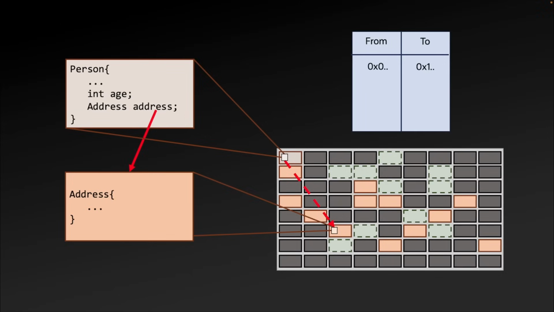Like here, where the region containing the address will be reclaimed, but the region containing the person is not. Using the remembered set, G1 can ensure that all cross-region references are updated so that when the application works with the person instance, it will be able to retrieve the current location of the address.